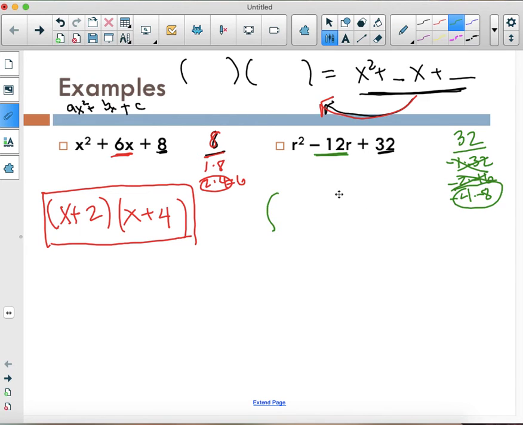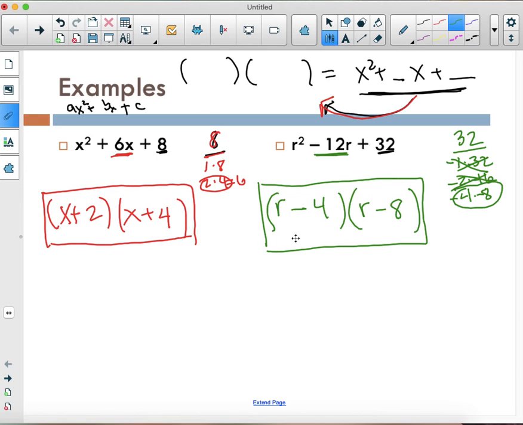Again, I'm going to put my two parentheses. My first variable out here, we're splitting. So r times r gets me r squared. So that's why that's my first term there. So here, I'm looking back at my factors, looking at their signs. The signs of the factors that add to get my middle term are what I'm looking at. So it was a negative 4, so I'm putting minus 4. A negative 8, so I put minus 8. Again, this would be my factored form. That would be my answer for what we're dealing with today.